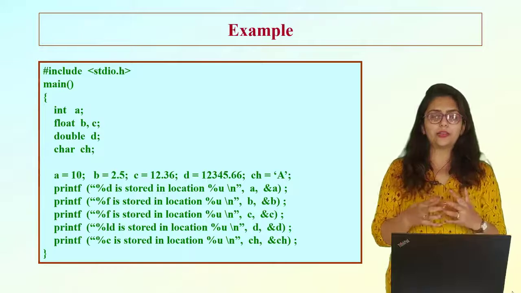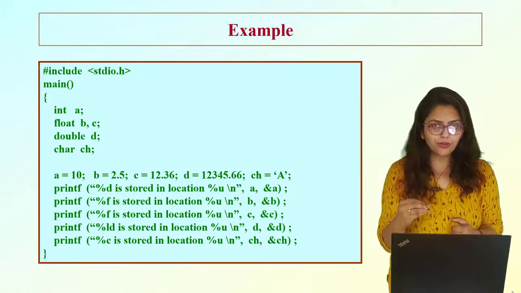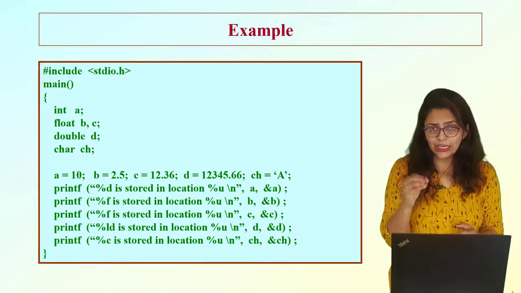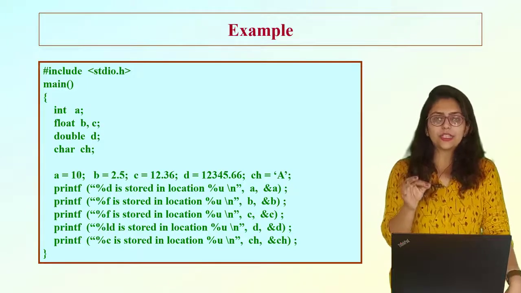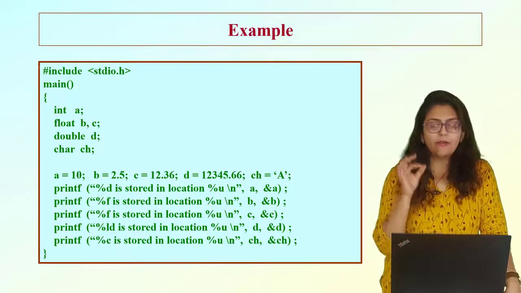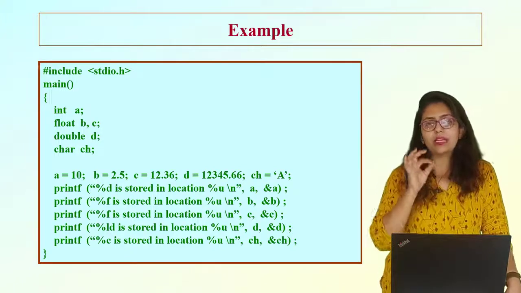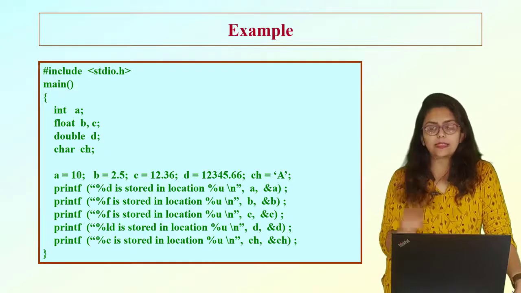So if you want to print the value of an address, at that time you can use %p or %u. Same way, when you are using integer, you use %d. When you are using float, you use %f. Similarly, when you are dealing with pointers or addresses, you can use %p or %u.